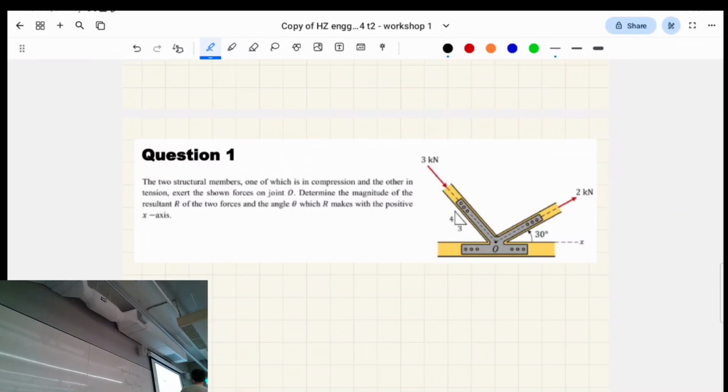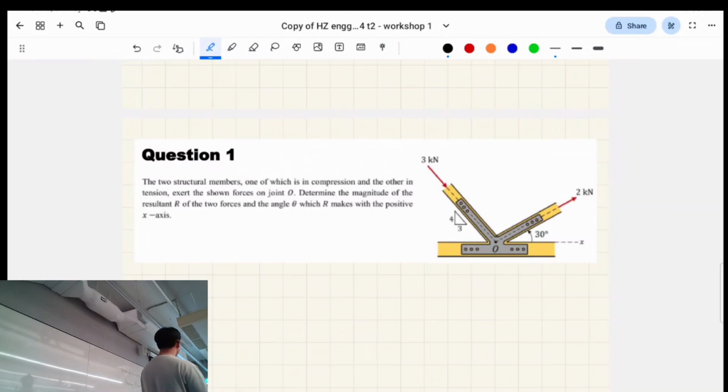Essentially, you'll come to learn soon that this little section we're looking at is part of a bigger structure. It's part of a truss structure, so you'll come to learn what that means soon.